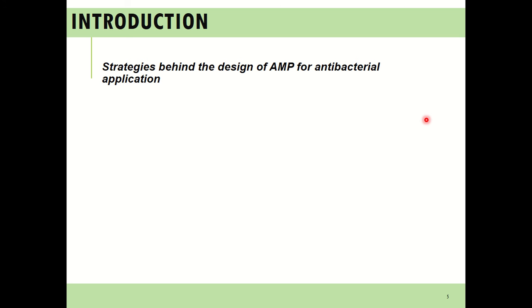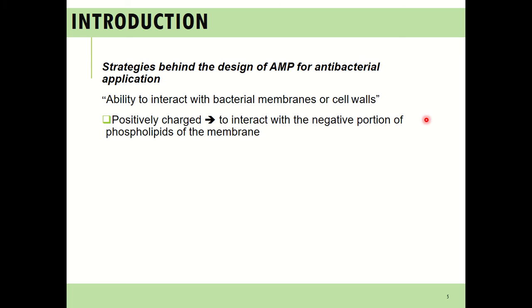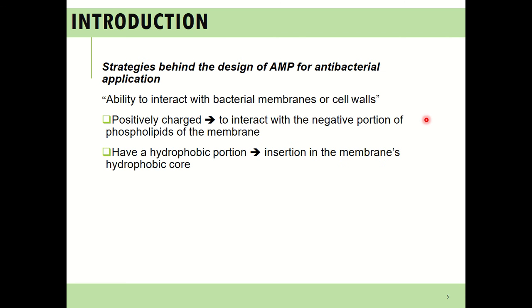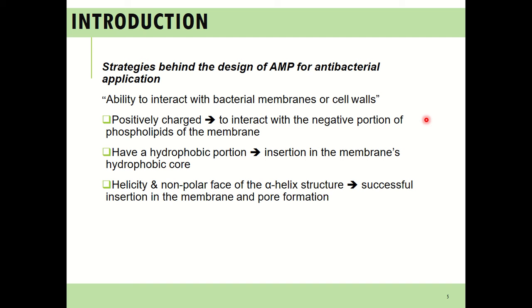The strategies behind the design of AMPs for antibacterial application are due to their ability to interact with bacterial membranes or cell walls. The requirements essential for peptides that target the membrane of an organism are, first of all, a positive charge of the peptides, which is critical to enable them to interact with the negative membrane. Furthermore, the hydrophobic portion of the peptides is essential to enable insertion into the membrane's hydrophobic core. And also the helicity of the peptide and the non-polar face of the alpha helix structure are vital for successful insertion into the membrane.